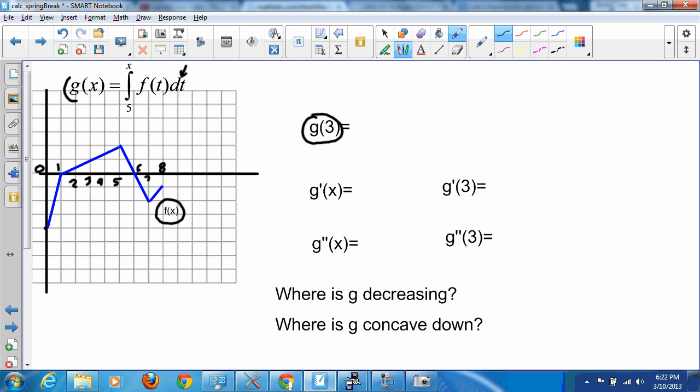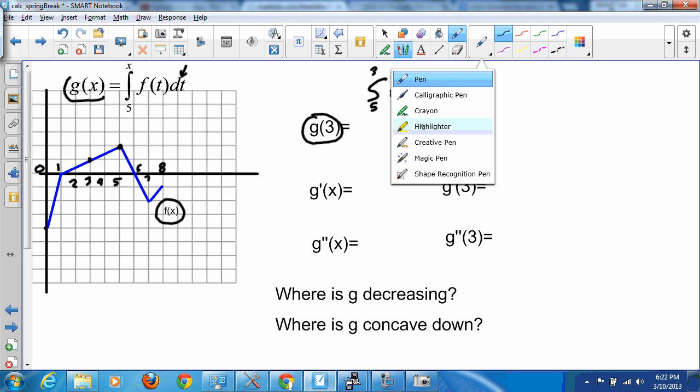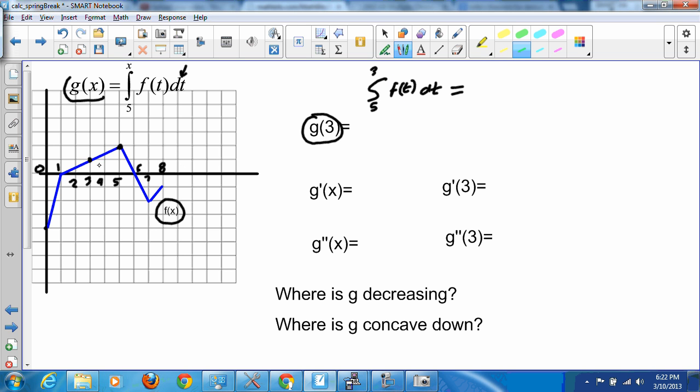Well, g is equal to all this integral business, and so what they're asking us to do is find the integral from 5 to 3 of the function. So first thing we look at, this is just the area under the curve, but notice that it's from 3 to 5, so from this point here to this point here, we're looking for this area underneath this curve. So we're looking for all this area right in here.